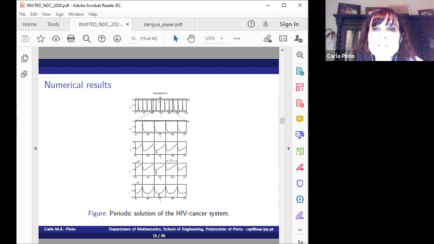And as you can see here, when there is drug application, what you see is a periodic solution in the system. For instance, the cancer cells, when you apply the chemotherapy, decrease and then start increasing slowly until the next application of the drug. And something similar happens with the T cells. They also decrease when the cancer cells increase, and we can observe a periodic solution of the system.